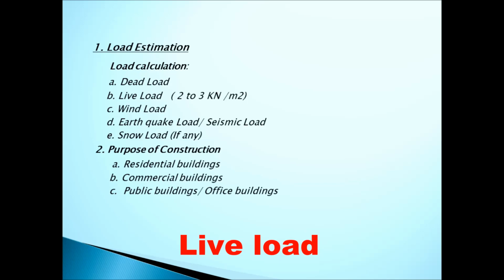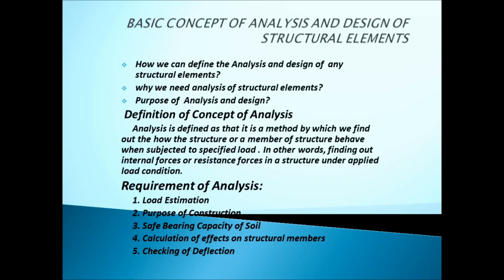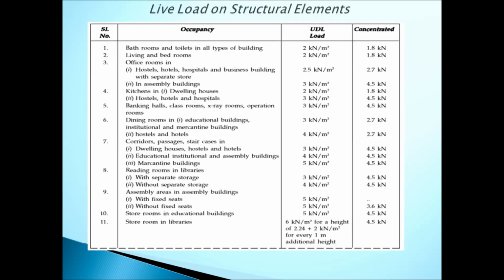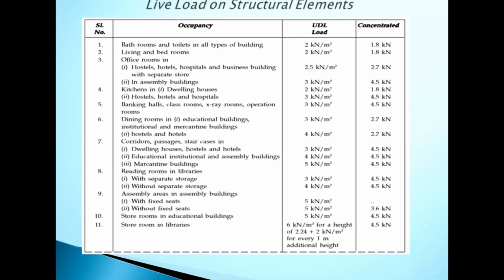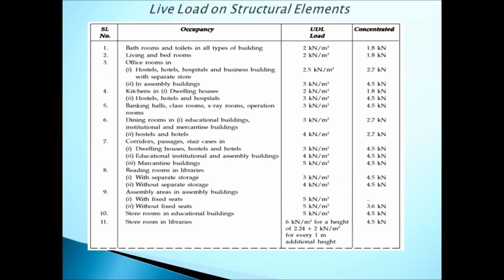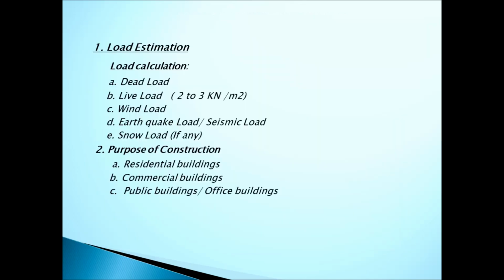Next, the live load, which varies depending upon the type and purpose of the structure. That means it depends on what type of building we are going to build, and depending upon that we can get the live loads. These are given in table form, so you can get them from the different types of occupancy. The live loads are given there. So this is the live load.